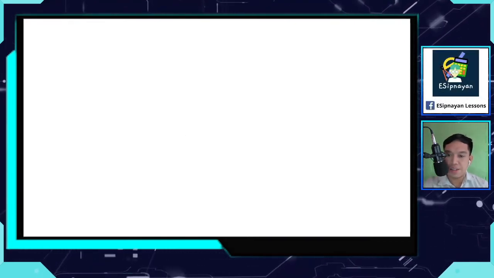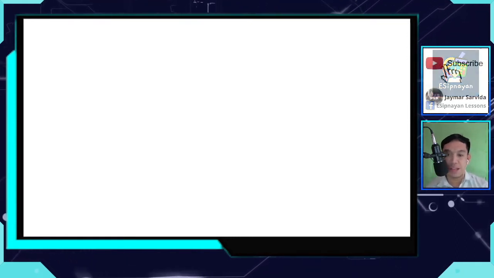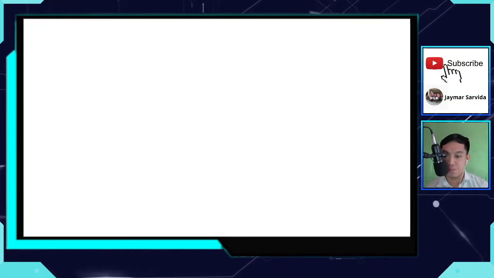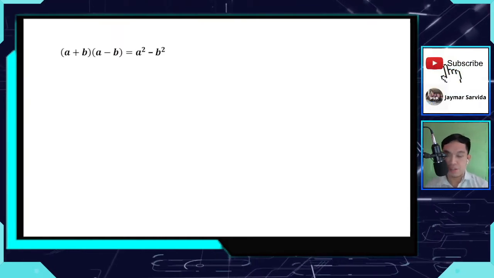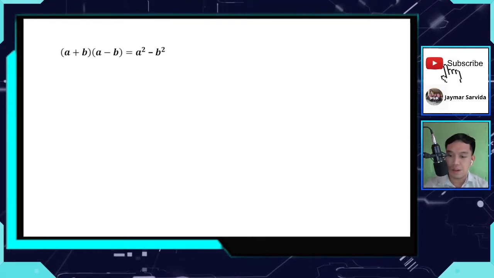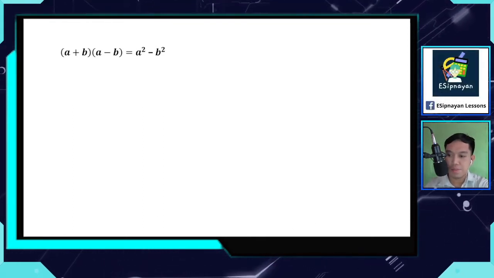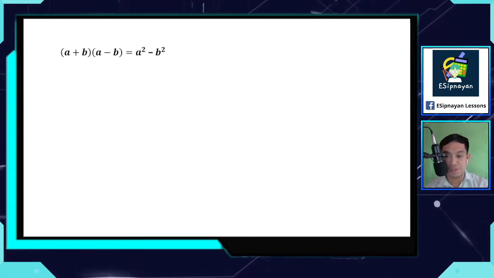Okay, let's start. So let's recall the topic about special product, particularly the product of the sum and difference of two terms. It states that the product of the binomial a plus b and the binomial a minus b is equal to the difference of two squares, which is a squared minus b squared. So ito siya. And then, to factor the difference of two squares, you just have to reverse the pattern.